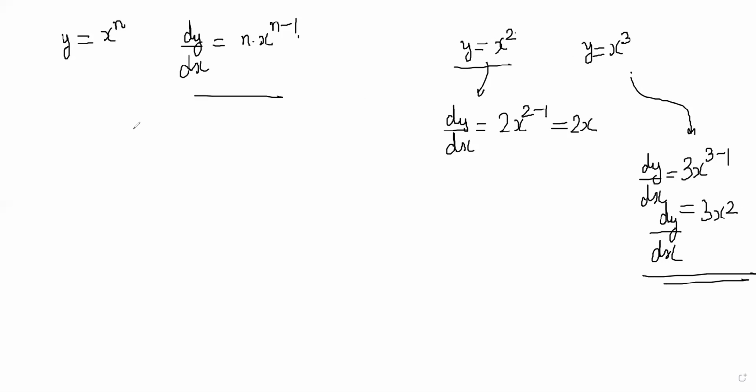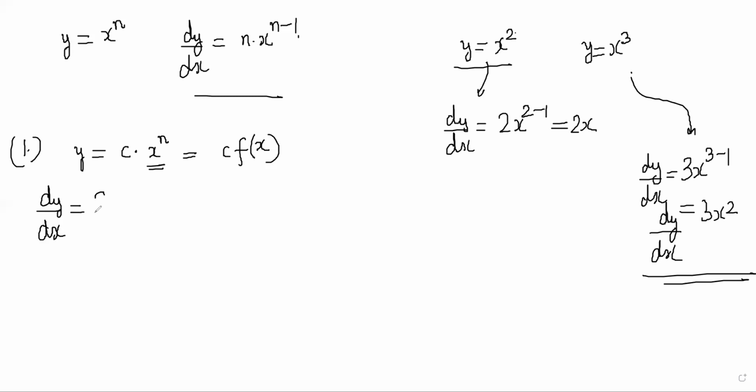So now the next one is some rules. If you have a constant, y is equal to c times x power n, or c times f of x. Let's not focus on one particular function. In general, if it is c into f of x, what is the dy by dx, where c is a constant, some number?